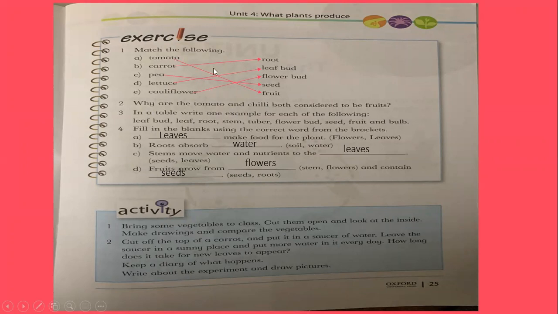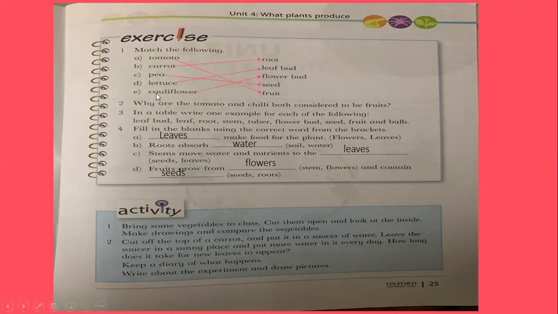Here you match tomato, fruit; carrot, yes, the root; pea, seed; lettuce, leaf bud; cauliflower, flower bud. These vegetables are these parts of the plant you have to match. Remember, tomato, fruit, carrot, root, pea, seed, lettuce, leaf bud, cauliflower, flower bud. Okay, match them in your book and also learn this.